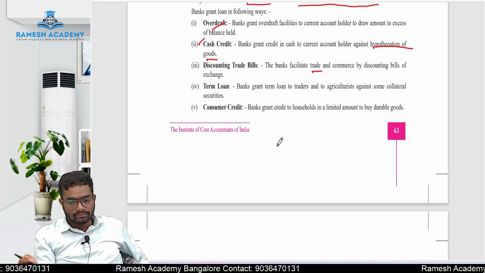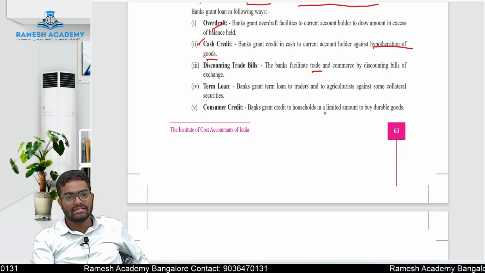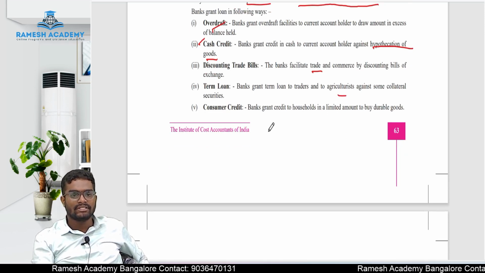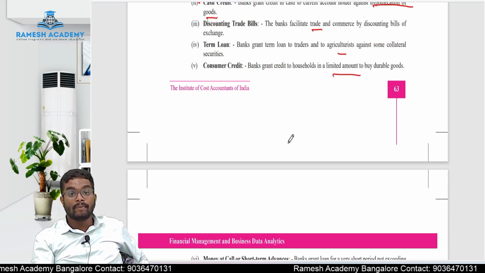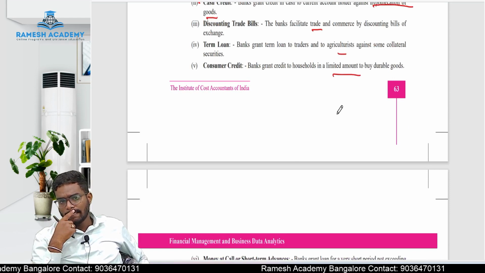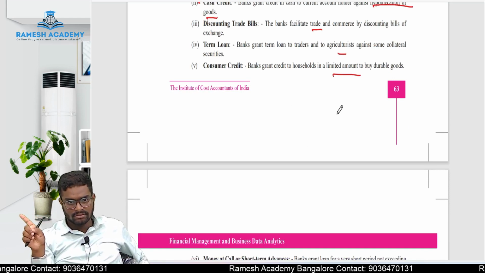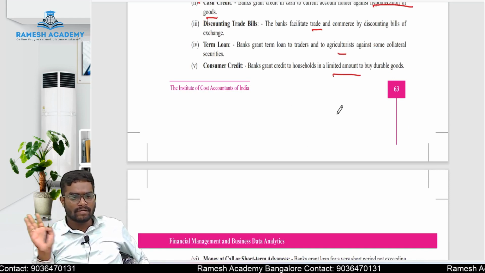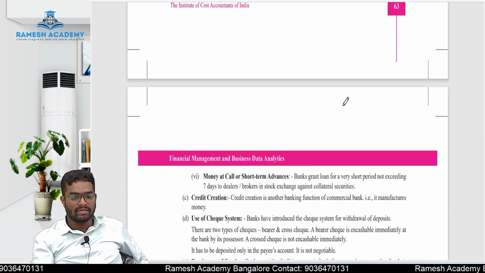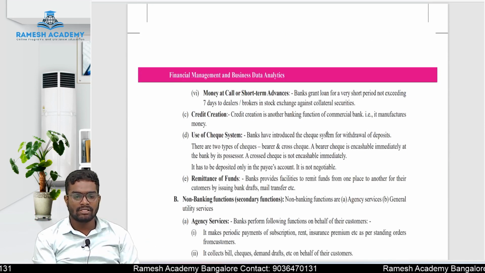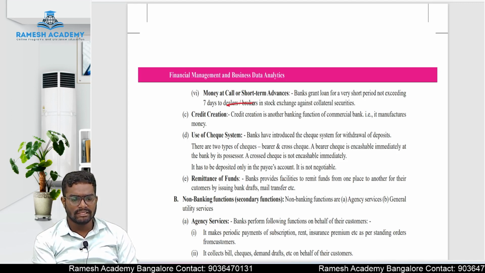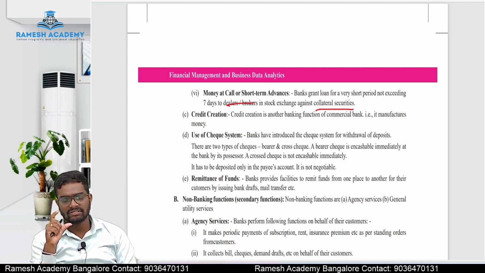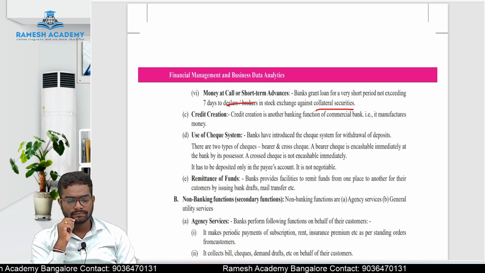Term loan. It will provide term loans to traders as well as agriculturists on the basis of some collateral. Consumer credit. It will provide a limited amount to buy durable goods. Example, you will buy electronics, computers, refrigerators, washing machines. Whatever loan you get for these is known as consumer credit or durable loans. Money at call or short-term advances. Banks grant loans for a very short period, not exceeding 7 days, to dealers and brokers in the stock exchange against collateral securities. So they will be providing for a certain short period also.